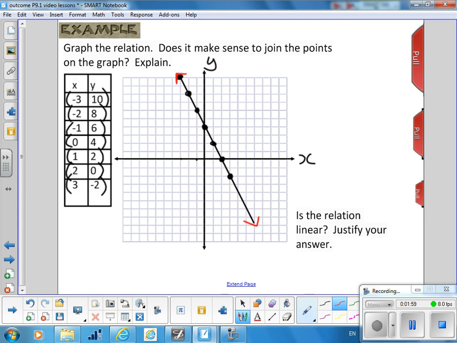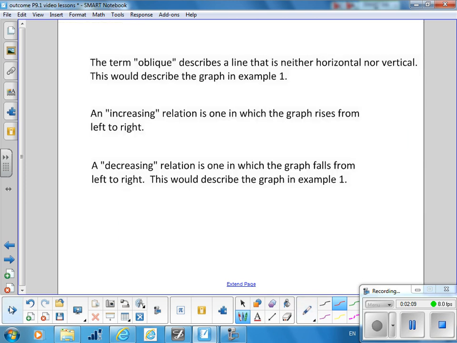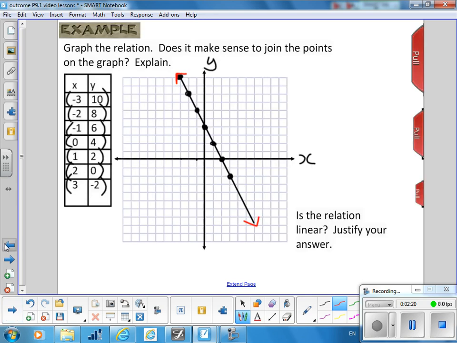So is the relation linear? Well, for all of the points, we were able to draw a straight line through them. So yes, it would be linear. The term oblique describes a line that is neither horizontal nor vertical. This would describe the graph in example 1. So if we go back here, this line was not horizontal. Horizontal is this. That's a horizontal line. And vertical is straight up and down. So this line in the example was neither horizontal nor vertical, so we call it an oblique line.